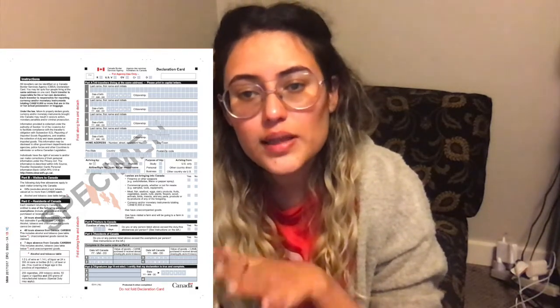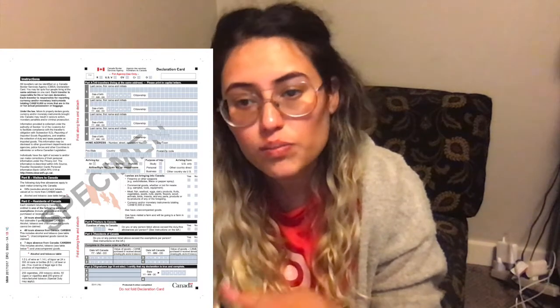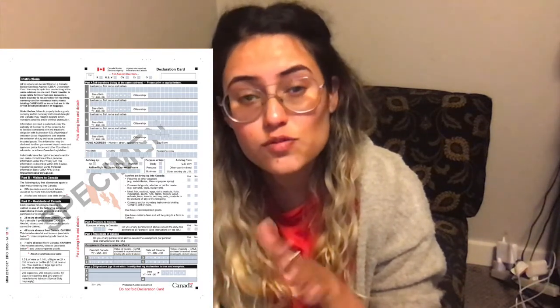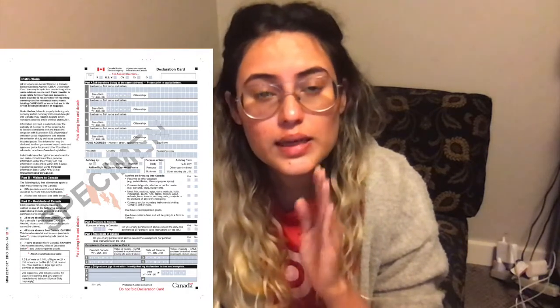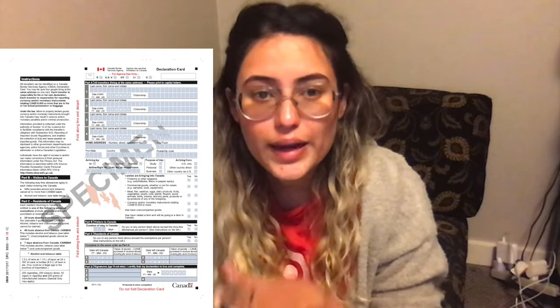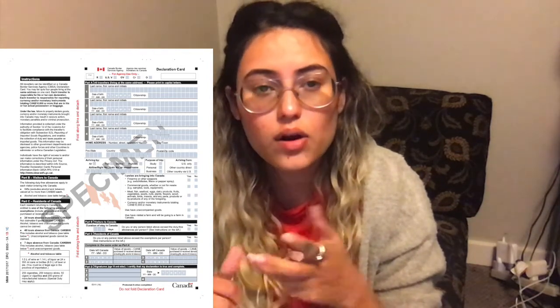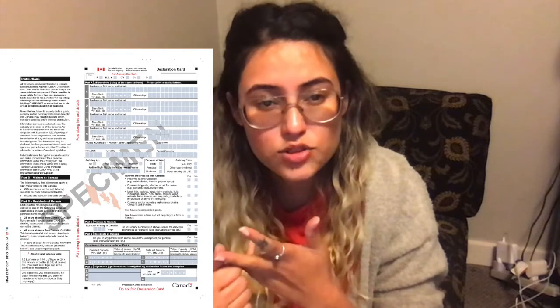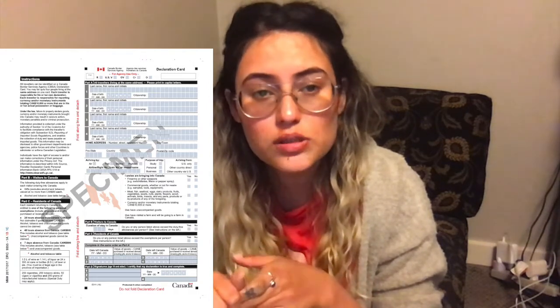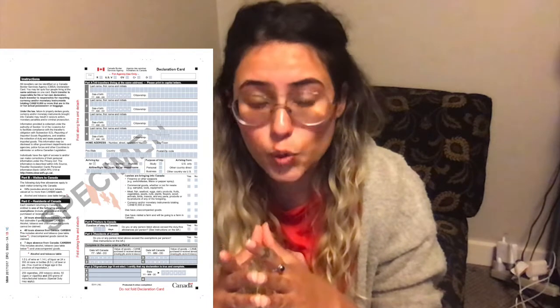And the fourth and the last yes or no question here is currency and/or monetary instruments which could be more than 10,000 Canadian dollars. So if you're getting anything in terms of liquid cash or traveler's checks or bank drafts and things like that, which sums up to more than 10,000 Canadian dollars, then you need to be checking yes. If not, you can check no.